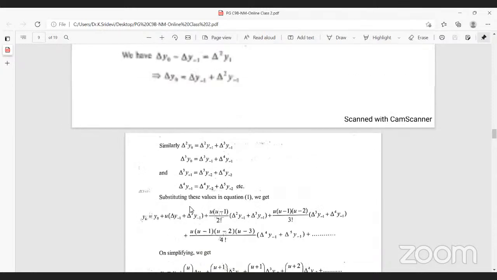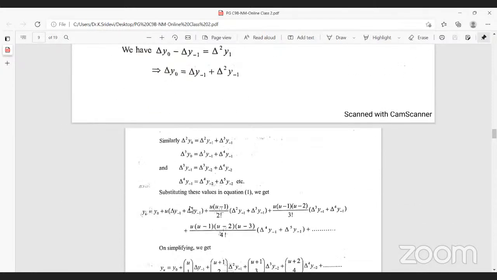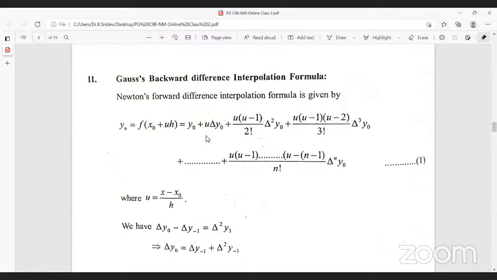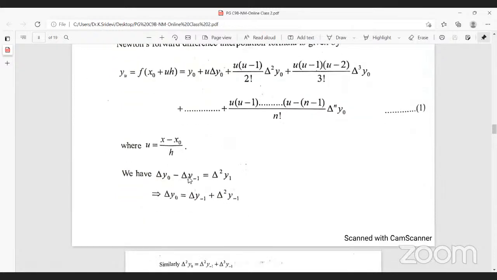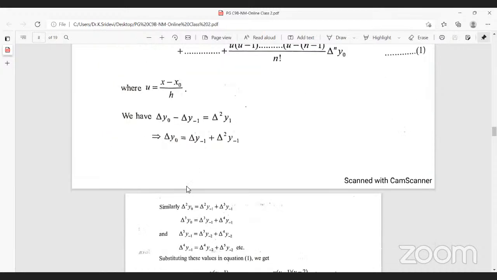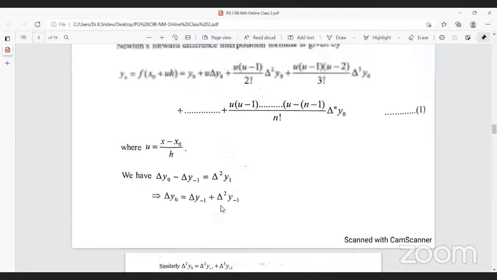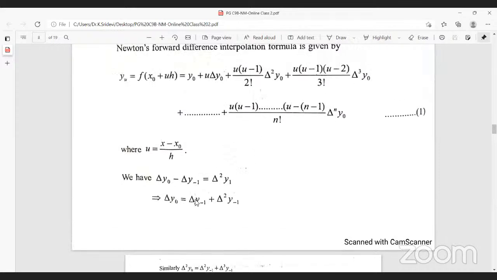So after getting all these expressions, we can substitute these values in our formula. So what is the first term? y naught. Second term, delta y naught. So substitute this expression for delta y naught in this formula. Delta square y naught, substitute this expression in this formula. And delta cube y naught.